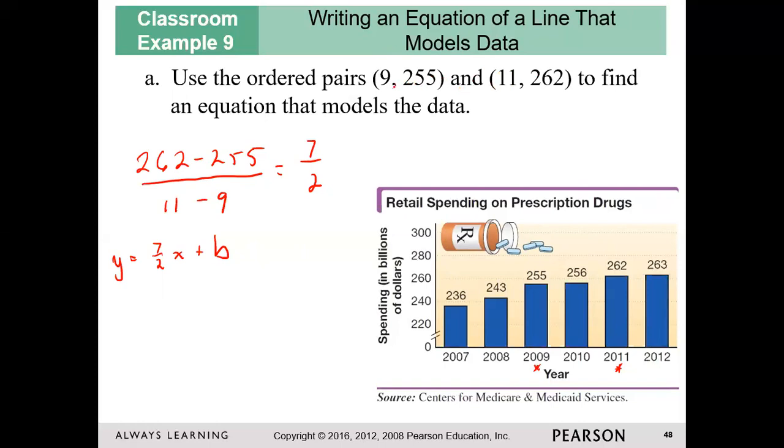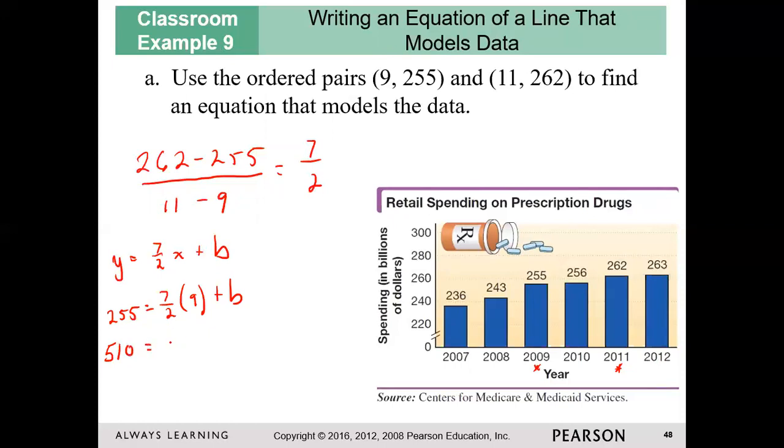So I'm going to just, again, select one of these points, probably this guy right here. So we'll do 255 is equal to 7/2 times 9 plus b. And if you wanted to, you could multiply by 2 to get rid of your fraction. It would just make your life a little bit easier. So we'll do that.